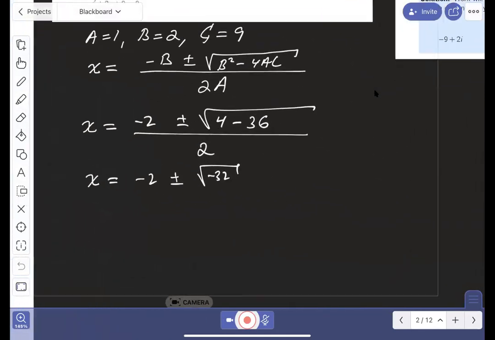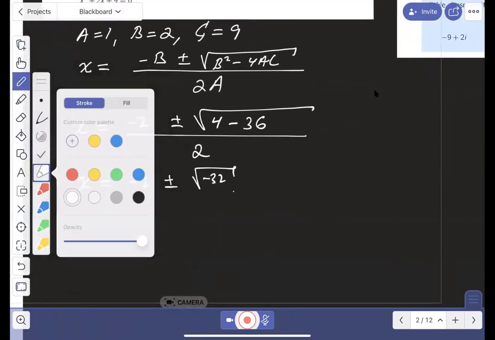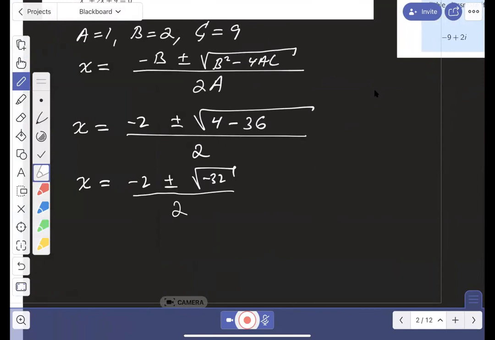I'm sorry about that. And the bottom is 2. Let's keep going. Let's see, minus 2 plus or minus. Well, I'm starting to see the minus 32, so I know there's an i there. And 32 is 16 times 2, so it'll be 4 root 2 over 2. What do you get over here? x equals, well, minus 2 divided by 2 is minus 1, plus or minus 4 divided by 2 is 2, so it's 2i root 2.